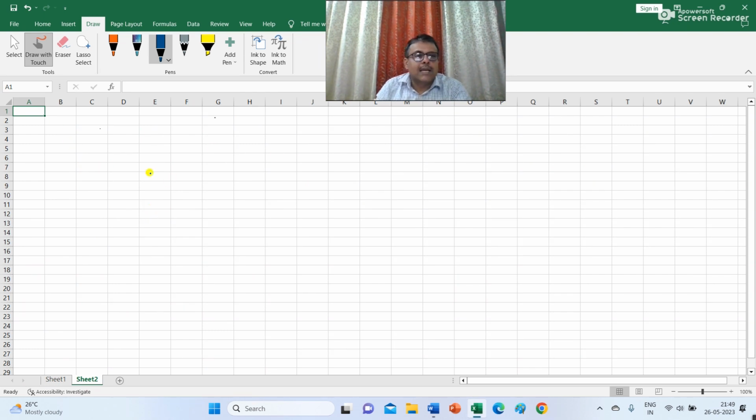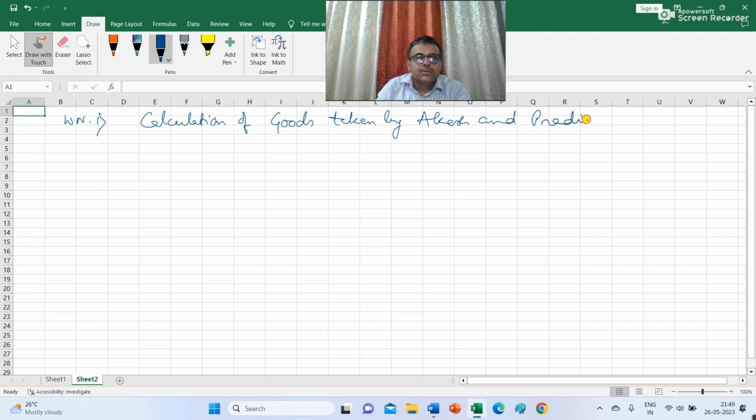So here I am doing a small calculation. This is working note number 1, that is calculation of goods taken by Akash and Pradeep. So what is the profit made on the cost? The cost of goods purchased, that is purchase cost, was rupees 42,500. So this is the amount that has been paid towards purchase.